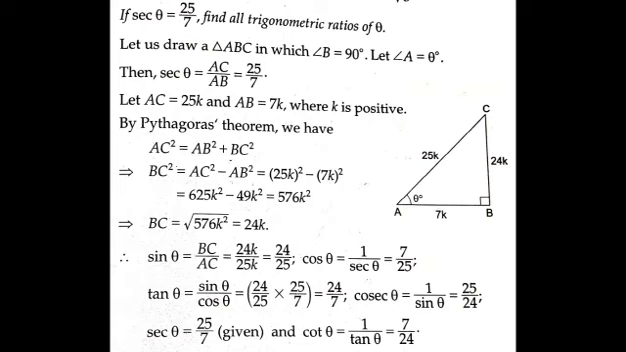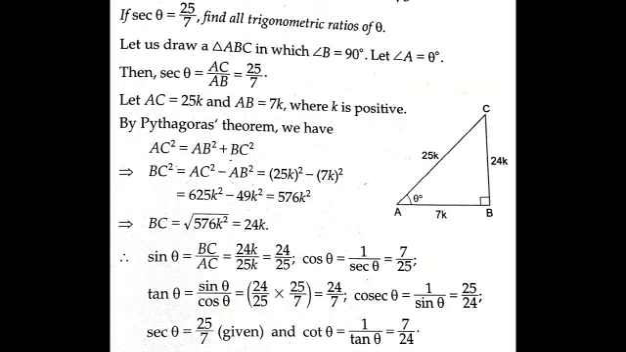By using Pythagoras theorem in triangle ABC, we can write AC square it is equal to AB square plus BC square, and since we are supposed to find the value of BC, that is perpendicular, BC square can be written as 25K square minus 7K square.